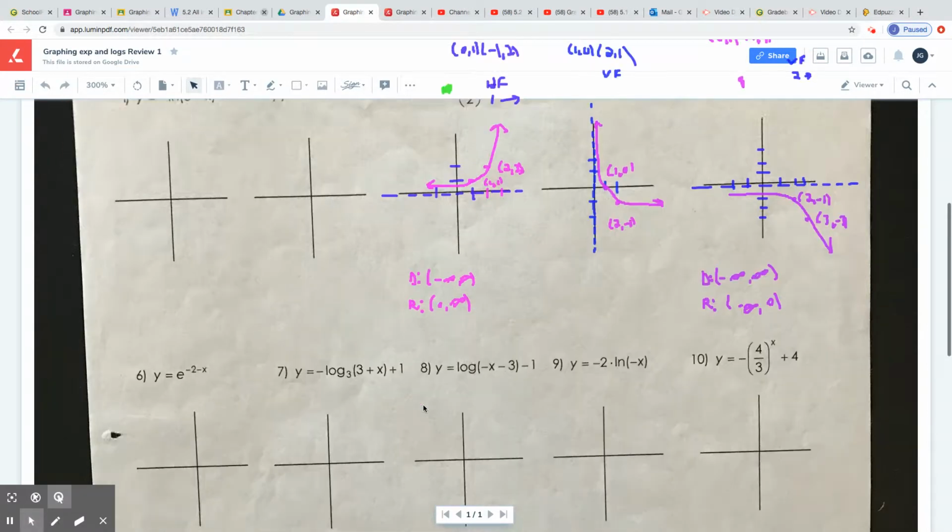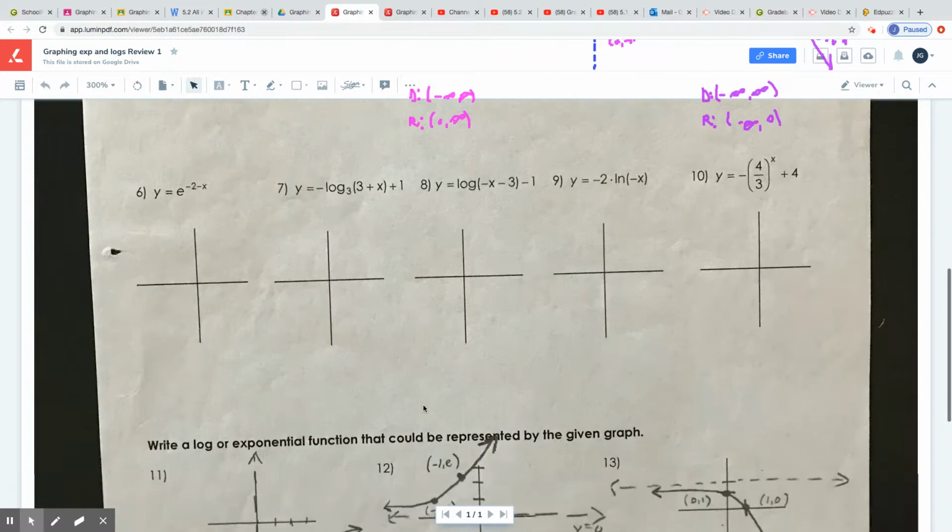All right, moving along. All right. Nice little hole right there, huh? Okay. So we're back to an exponential again.